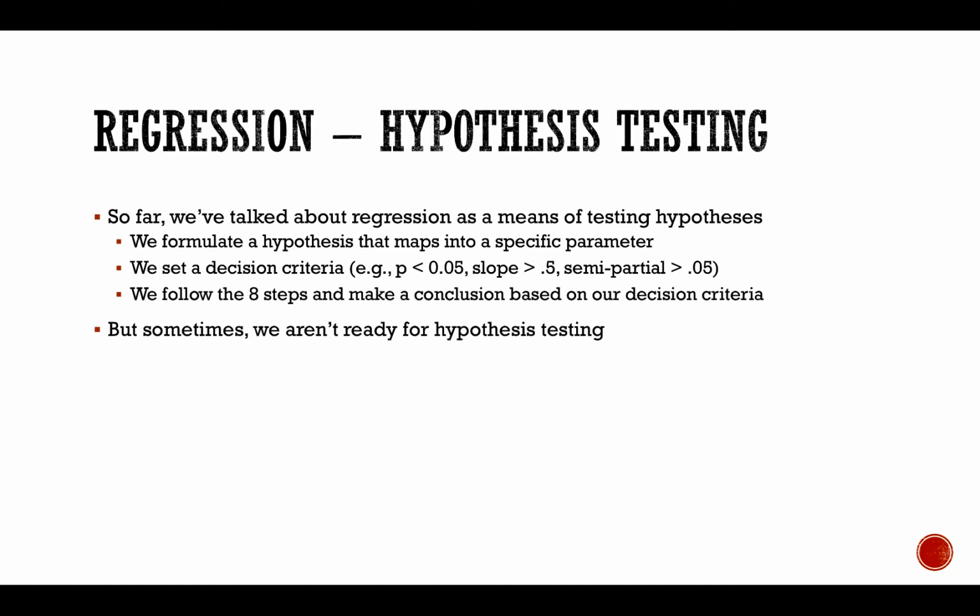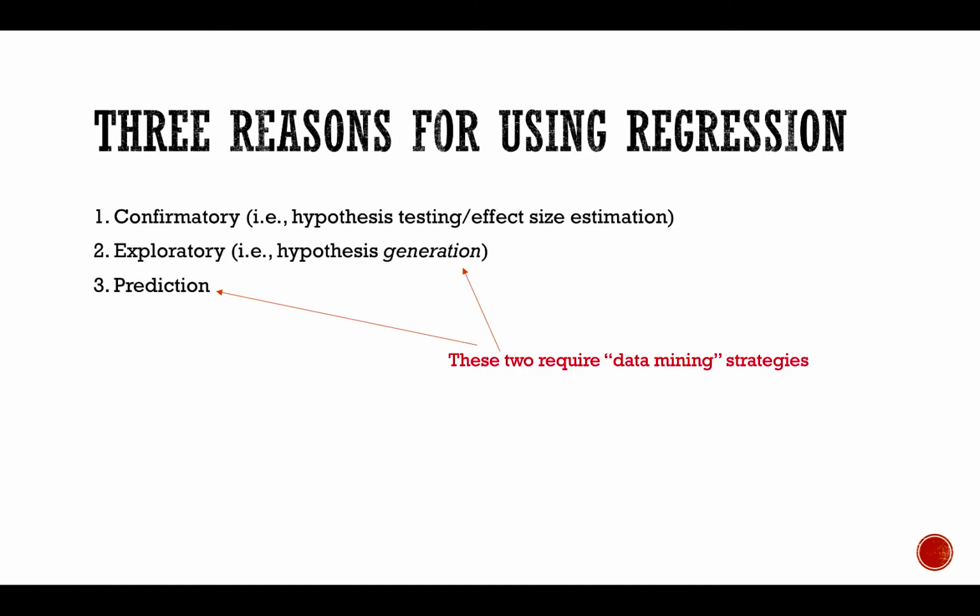Yeah, exactly. And that's what we're going to talk about quite a bit today, and how we can actually leverage the tools of EDA for doing some of the things that regression is actually good at. So we've got 3 reasons for using regression. One is confirmatory, which we already talked about, which is hypothesis testing and effect size estimation. But we could also use it for exploration, which is hypothesis generation, and we could use it for prediction. And these last 2 I consider data mining strategies.